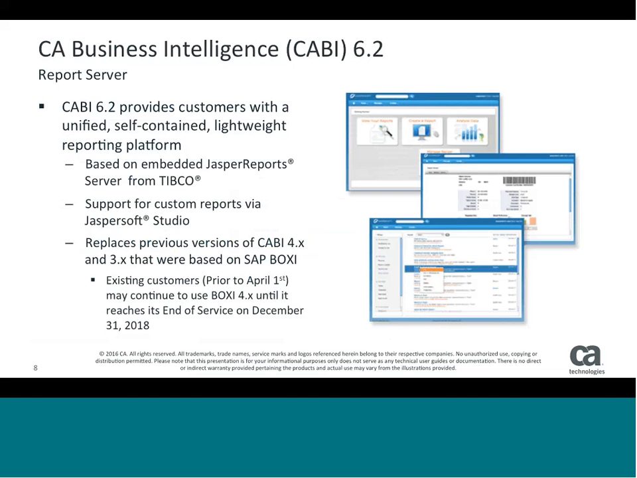So this is something that we have been hearing from our customers for a long time. Until this release, we were introducing what was called CABI 4, and even before that, CABI 3, which was based on SAP Business Objects. And we heard a lot of comments from customers in terms of both the platform itself and our implementation of that platform. So in this release, we are introducing a new implementation of the reporting framework, or the embedded business intelligence that we are providing. It is called CABI 6.2.